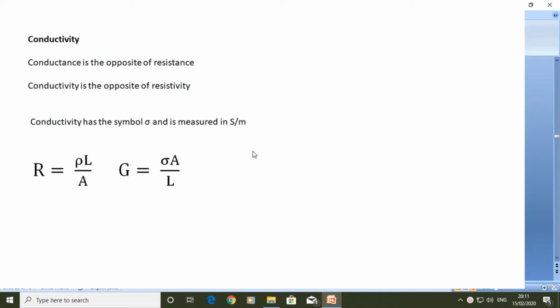Conductivity. Now, conductance is the opposite of resistance. Conductivity is the opposite of resistivity. Okay, conductivity, we use the symbol sigma, and it's measured in Siemens per meter. And so as R equals rho L over A, then G, which is 1 over R, is sigma A over L, because sigma is 1 over rho. R is 1 over G, rho is 1 over sigma.